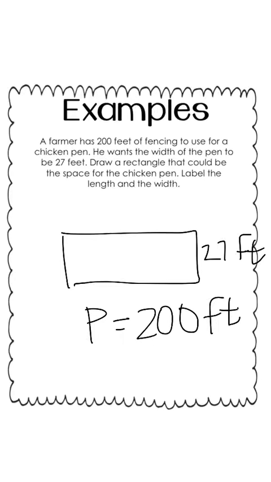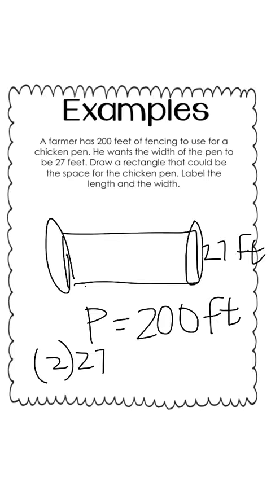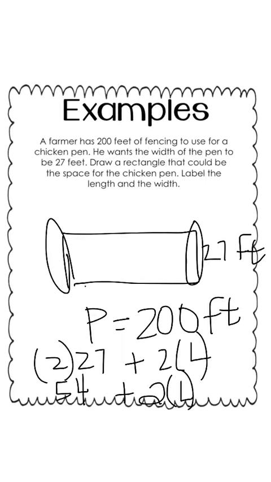Now in order to figure this out, I need to figure out how much he's already used and how much he has left. So I'm going to do 2 times 27, because I know these two sides, this side and this side, are 27, plus 2 times length, because I don't know the length yet. So 2 times 27 would be 14, carry my 1, 54. So I have 54 here, plus 2 times length. Now I'm going to subtract 54 from 200.